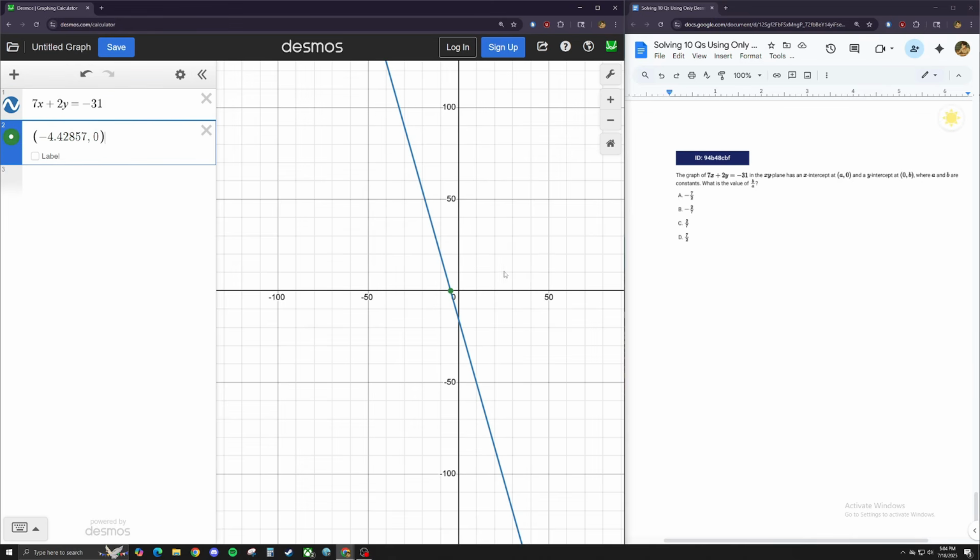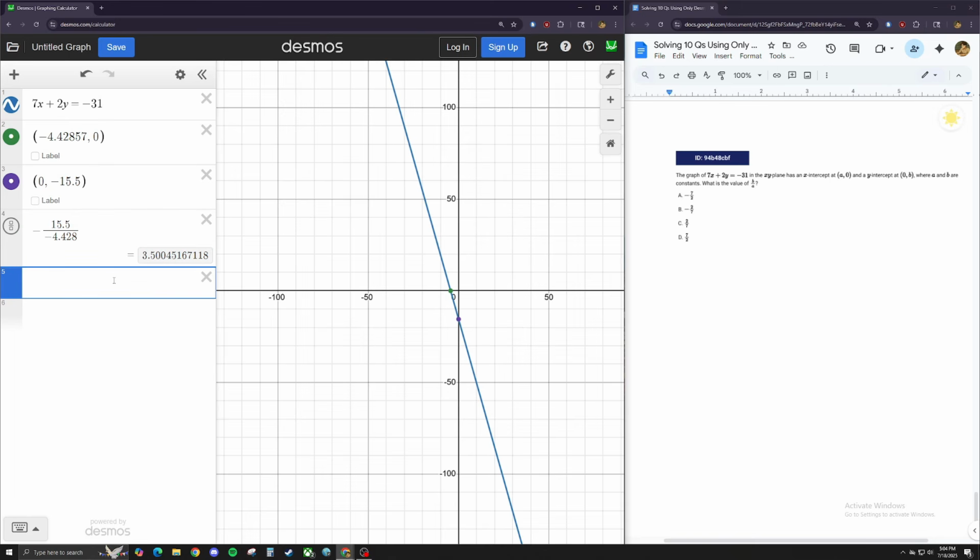And then you have a y-intercept here. So you know that this is a and this is b. And so we just have to divide them. -15.5 divided by -4.428 is about 3.5. So our answer is D, 7/2, which is 3.5.